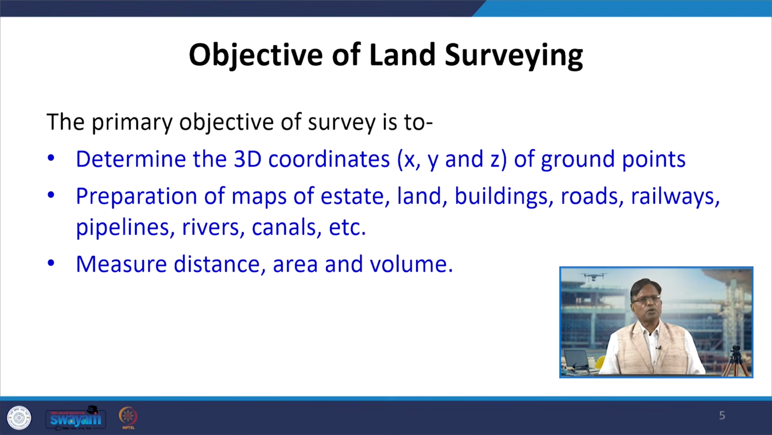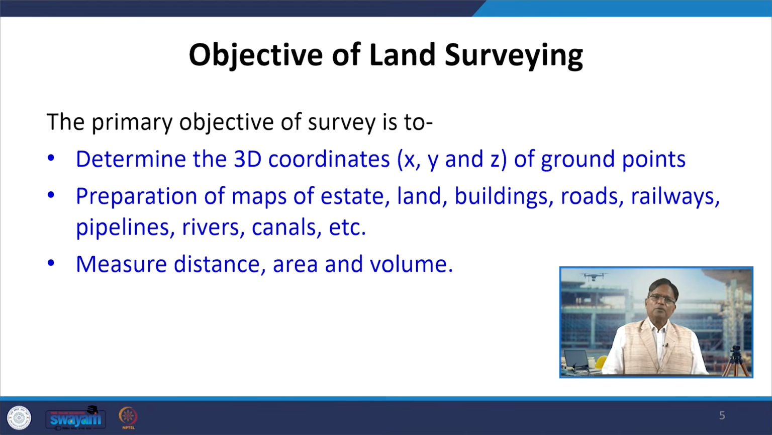There could be various objectives of land surveying, but the primary objective is that we determine three-dimensional coordinates. It is x, y, z of the ground points. But in real world coordinates, we call it latitude, longitude, and the elevation of the point. Once we know these three-dimensional coordinates, we can draw them in the form of a map. We can find out the distance between the points, the area of the polygon, and the elevation difference.